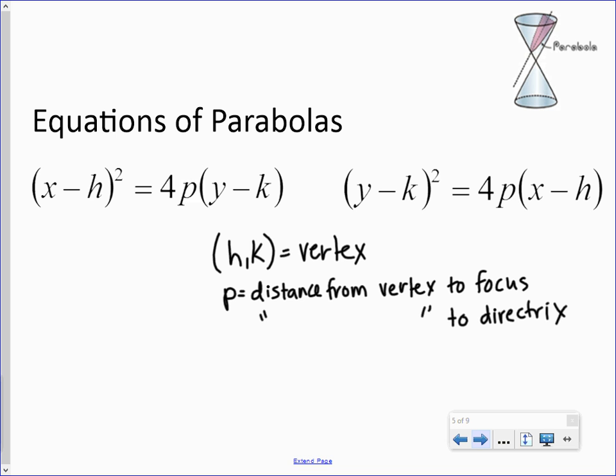Which equation, x minus h squared or y minus k squared, looks most like the equations that you've worked with before for a parabola?